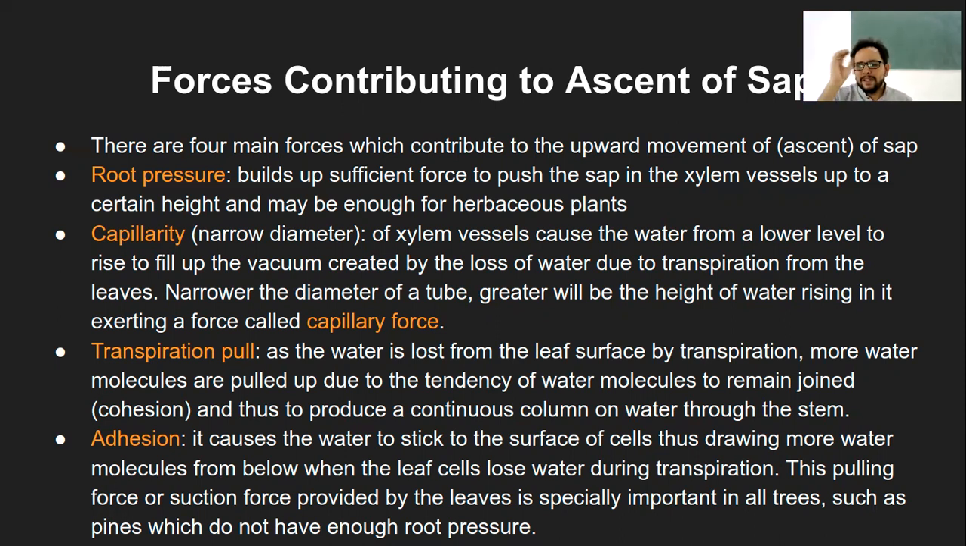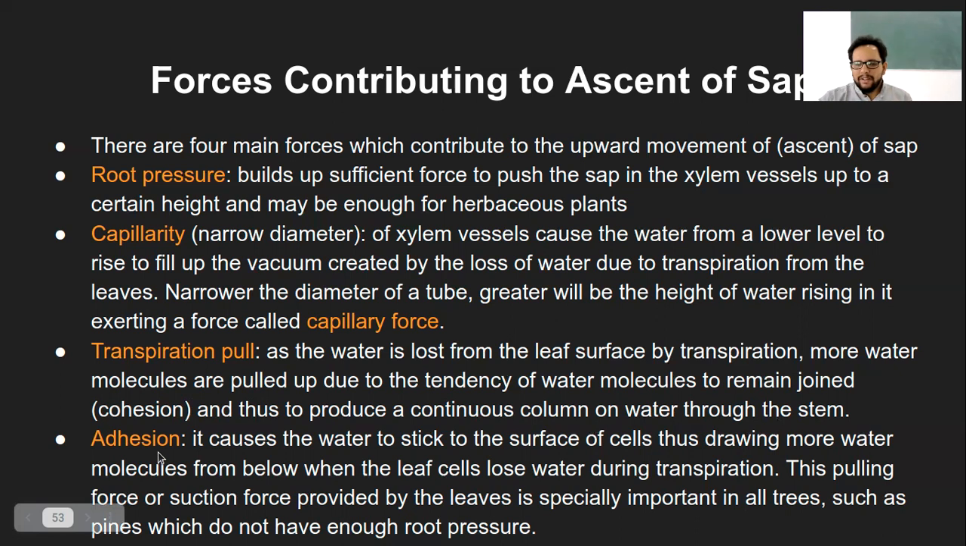In short, there is no break or air gap in between those xylem vessels, and that is what is referred to as cohesion. Thus it produces a continuous column, a continuous stream-like flow of water through the stem and throughout the xylem tissue. So that is the transpiration pull, and this is majorly because of the suction force that is developed due to the water moving out of those leaf structures.